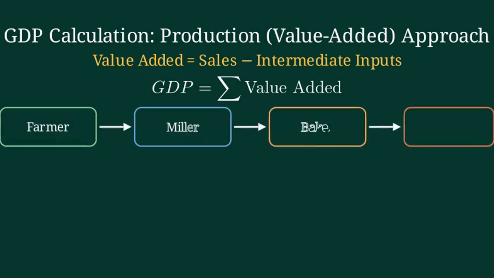Let's build a simple production chain. A farmer sells wheat to a miller, the miller sells flour to a baker, and the baker sells bread to consumers. Now, let's add the sales values. The farmer sells wheat for 100, the miller sells flour for 180, and the baker sells bread for 300.